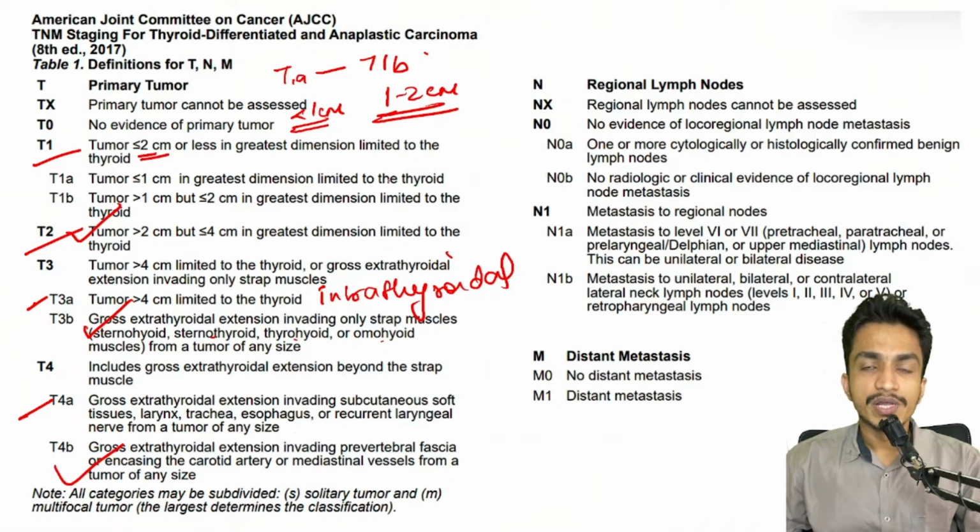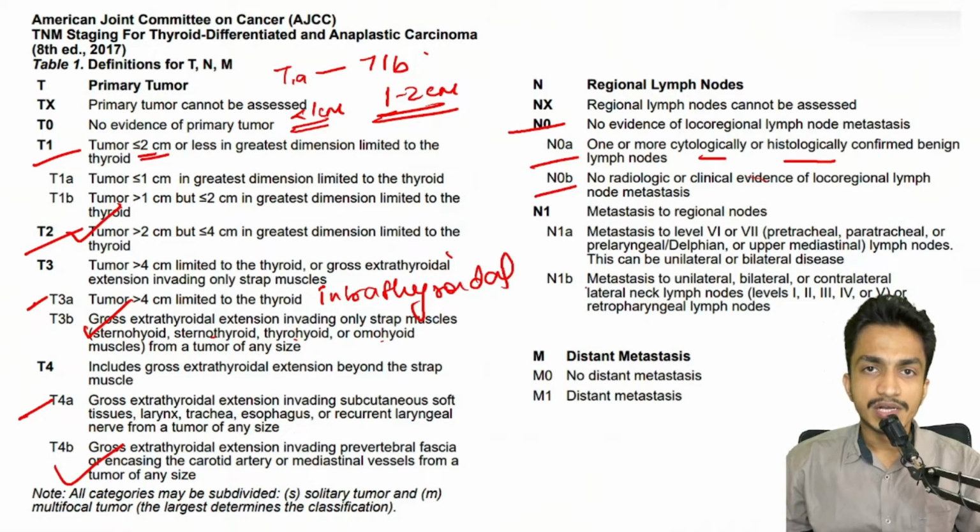Coming to the lymph node, if there is no metastasis into the lymph node, it is N0, in which N0A is only having cytologically or histologically confirmed lymph node, that is one or more, and N0B that there is no radiological or clinical evidence.